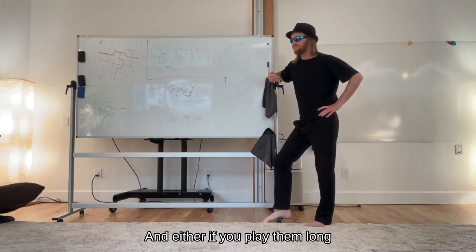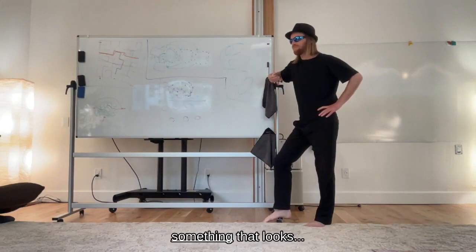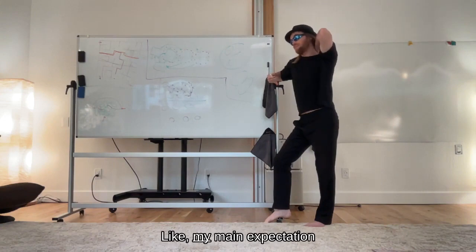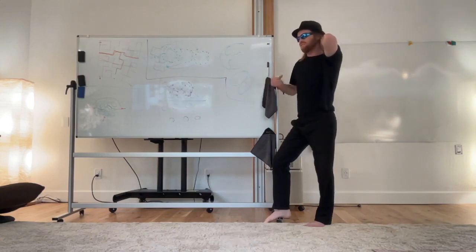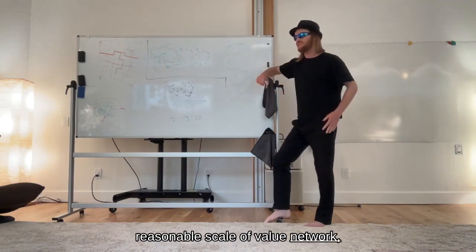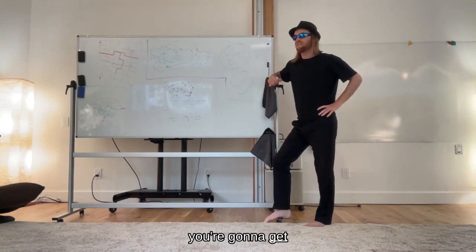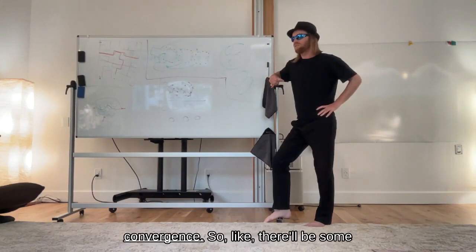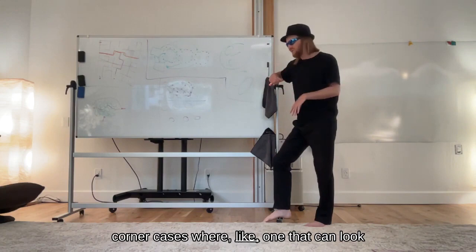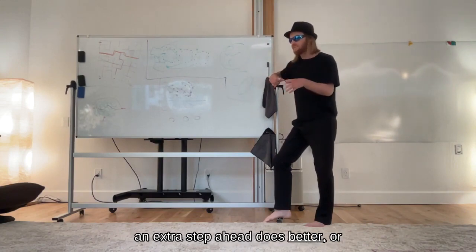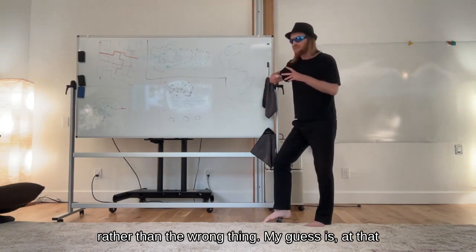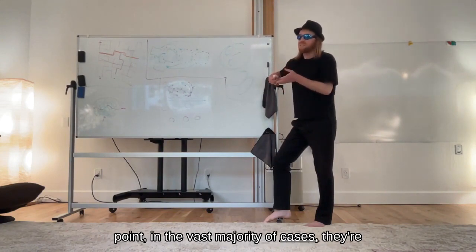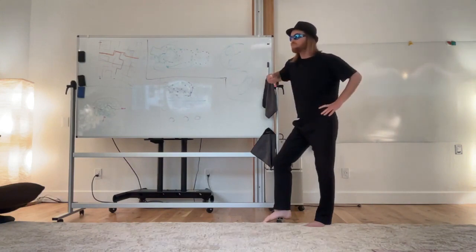If you play them long enough, they'll converge to something that looks the same. My main expectation in that case is that once you reach a certain reasonable depth of tree search and reasonable scale of value network, you're going to get pretty strong convergence. There'll be some corner cases where the one that can look an extra step ahead does better, or the one with the slightly larger network manages to just barely guess the right thing rather than the wrong thing. But my guess is that in the vast majority of cases, they're going to be saying basically the same thing.